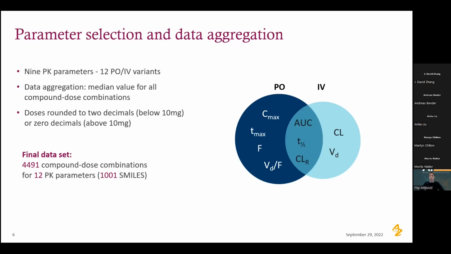As for the data aggregation, we use the median value, and we pay particular attention to keep compound dose combinations as our point of reference for the modeling, and the doses, because we use doses as well. The doses were rounded to 2 decimals if below 10 milligrams or 0 if above 10 milligrams. At the very end, we obtained around 1,000 unique compounds for these 12 PK variants, which can be then turned into around 4,500 compound dose combinations.